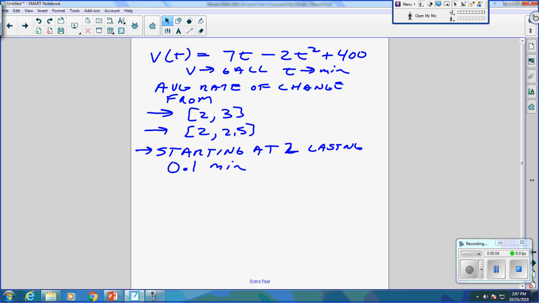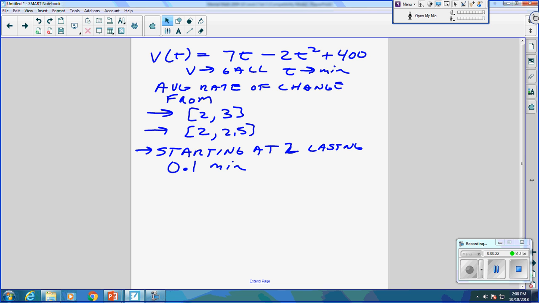A big part of Calc 1 is average rate of change versus instantaneous rate of change. This says here's a volume equation for some gallons of water pumping into a tank that starts draining it. So it goes up for a while and goes down. That's not that important. V is volume in gallons and t is in minutes.